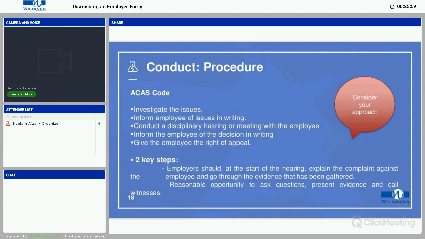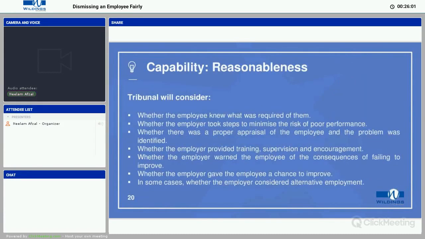So we're going to move on to capability, and when we're looking at the reasonableness test, the tribunal will consider the following factors. I'm not going to go through all of them, but I'm going to pick out just a few. Make sure that your employee knows what's required of them. If the employee is not performing, you need to tell them. Take steps to minimize the risk of poor performance. Look at training, support, proper appraisal systems. Use your probationary periods effectively.